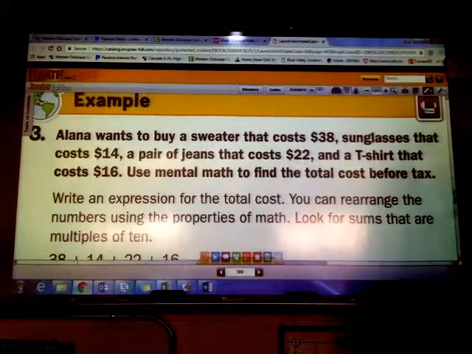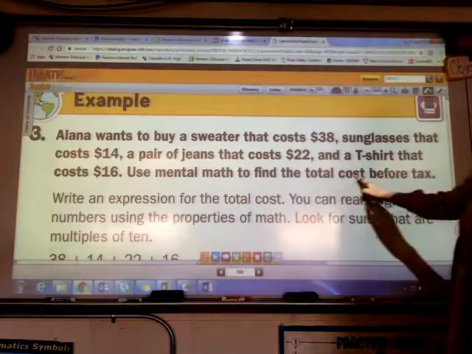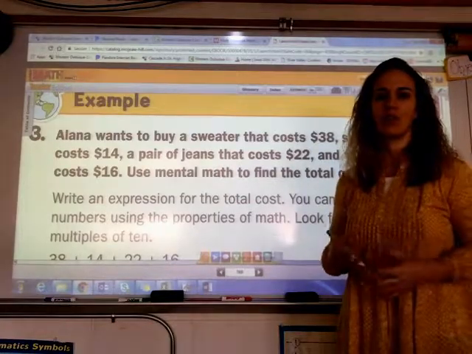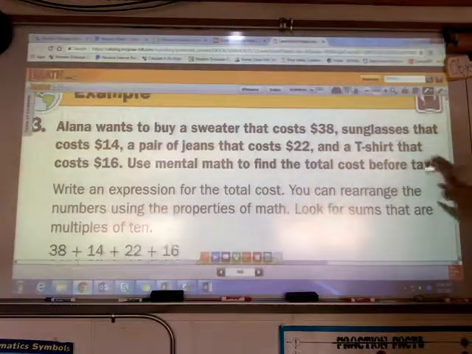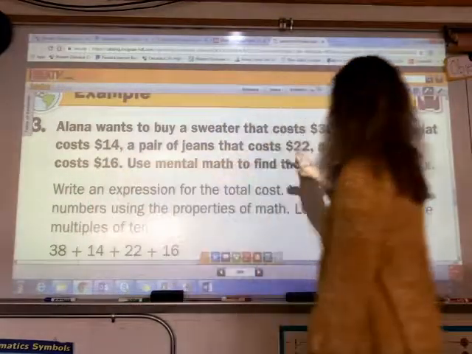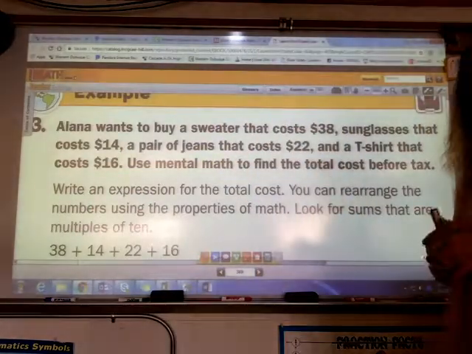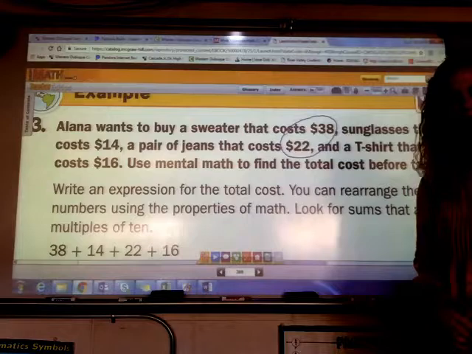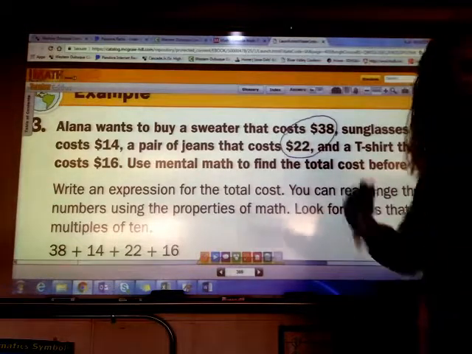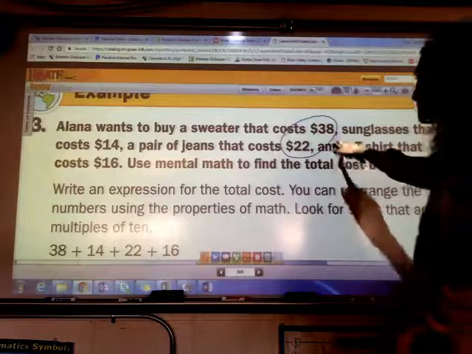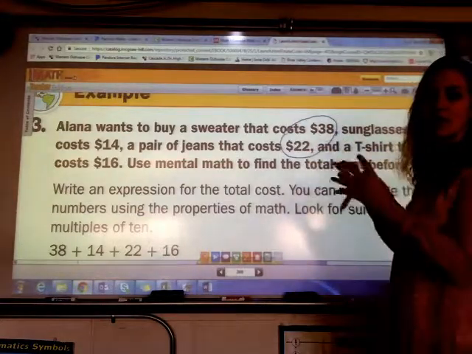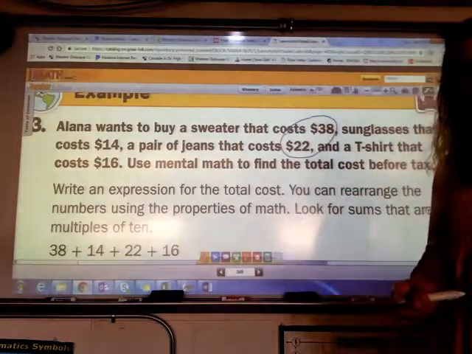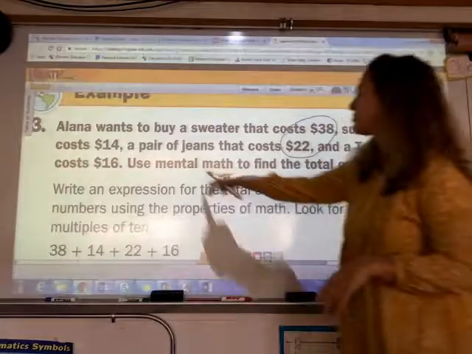Example 3, they're giving you a situation. One of your jobs is to use mental math to find your total cost. When you're using mental math, you want to regroup or change your numbers so they're easier to add. You can see here they've got 38, 14, 16, and 22. We're looking at the total, so we would be adding them up. If this was my problem to solve, I would group 38 and 22 together, so I'm looking at the commutative property, I'm changing the order, and also the associative property because I'm going to group those two together. The reason why I'm grouping those two together is because those are two numbers that I can easily add together in my head, because we're supposed to be using mental math.